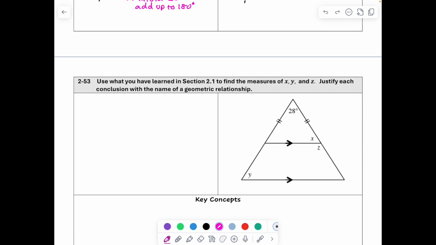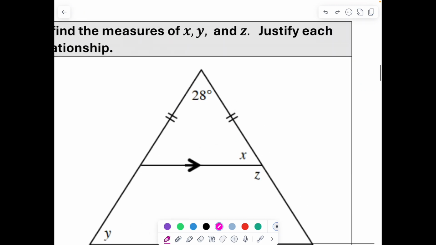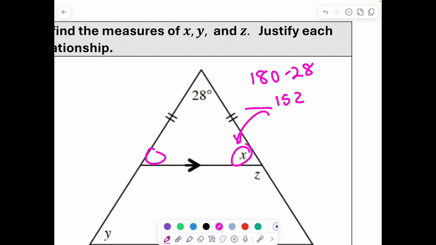All right, so using what we've learned already, we're going to find the measures of x, y, and z. Let's look at this triangle first. 28 degrees, and it's an isosceles triangle, so we know that these two angles have to be the same. Let's take away those 28 degrees and see what we have left. That's 152 split between these two angles. So 152 divided by 2 is 76 degrees. Each of these angles is 76.